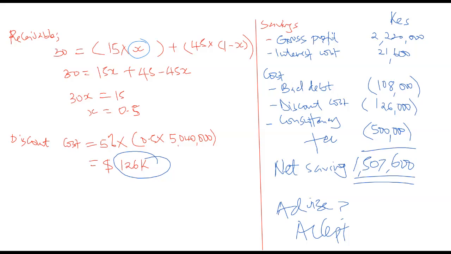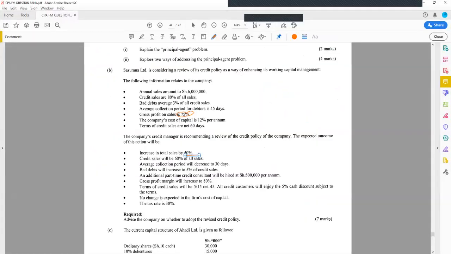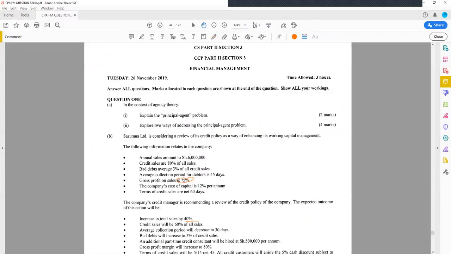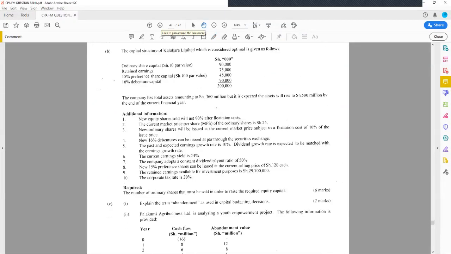Question? Okay, no question. So maybe we can take another question from the examiner, because for sure most often than not the examiner asks from this area. Anyway, let's check. So that was from November 2019.